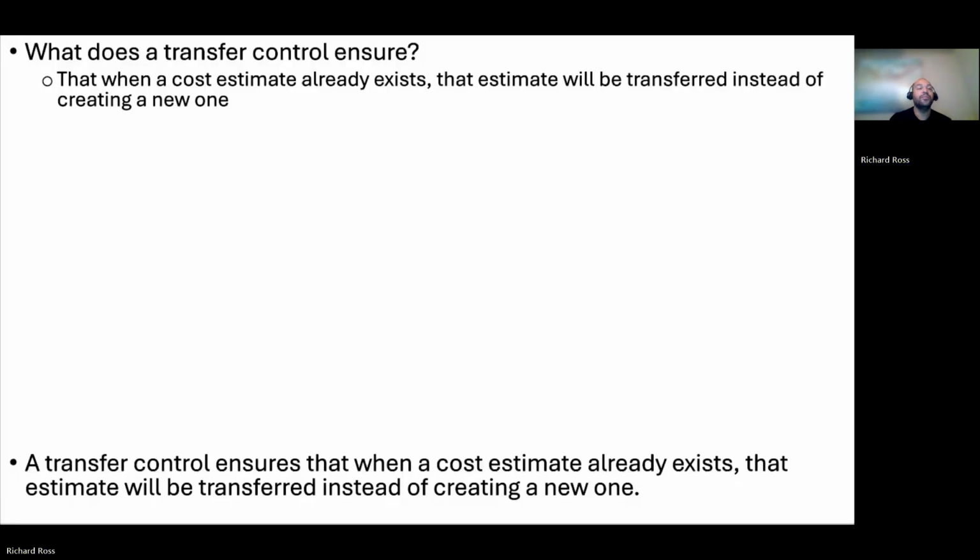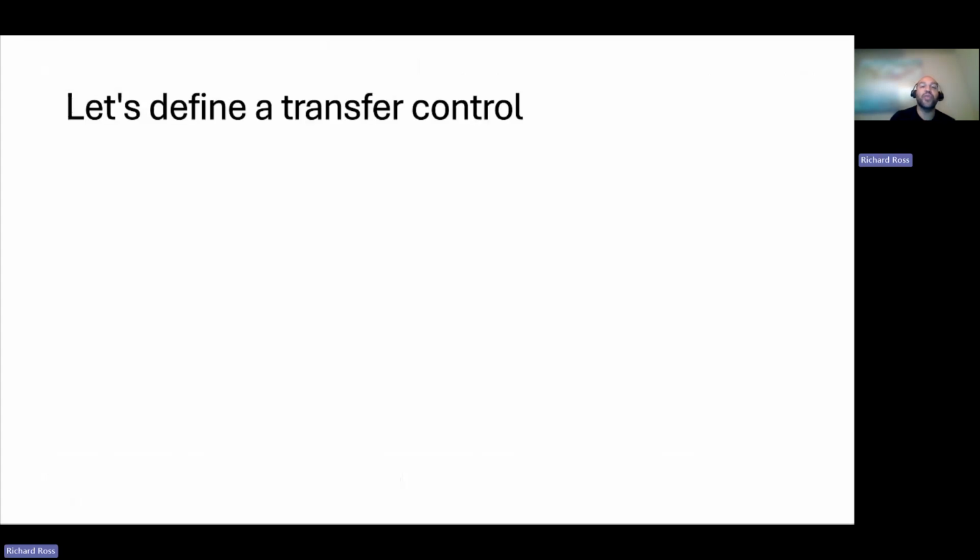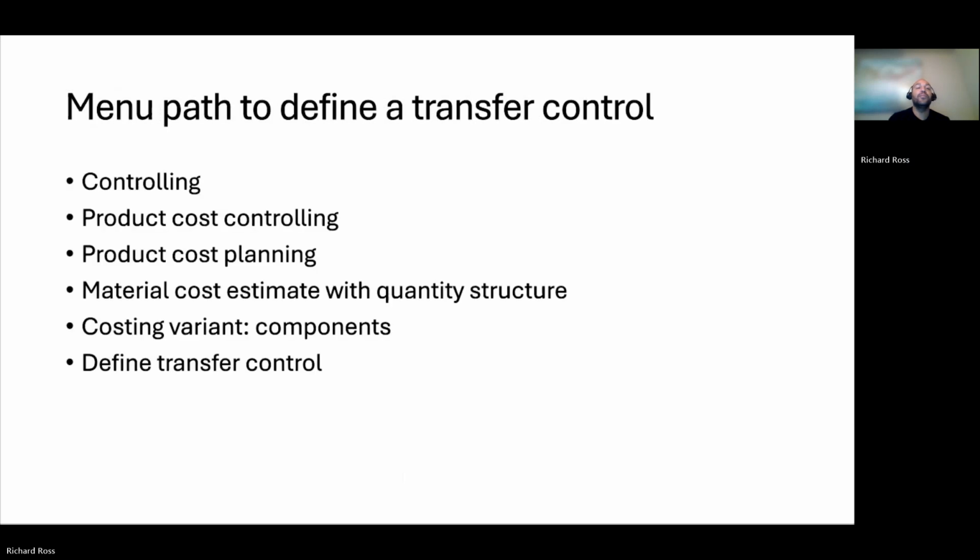Transfer control. What does a transfer control ensure? That when a cost estimate already exists, that estimate will be transferred instead of creating a new one. Let's define a transfer control. Menu path to define a transfer control. Controlling, product cost planning, material cost estimate with quantity structure, costing variant components, define transfer control.